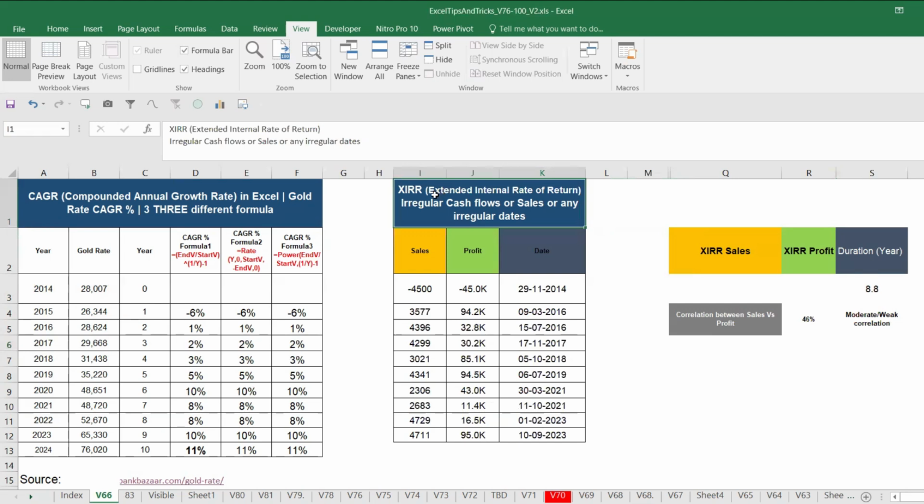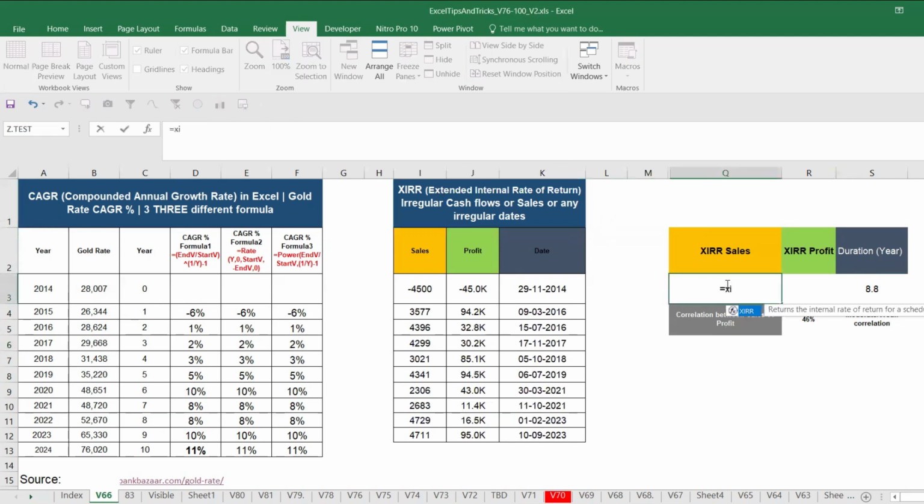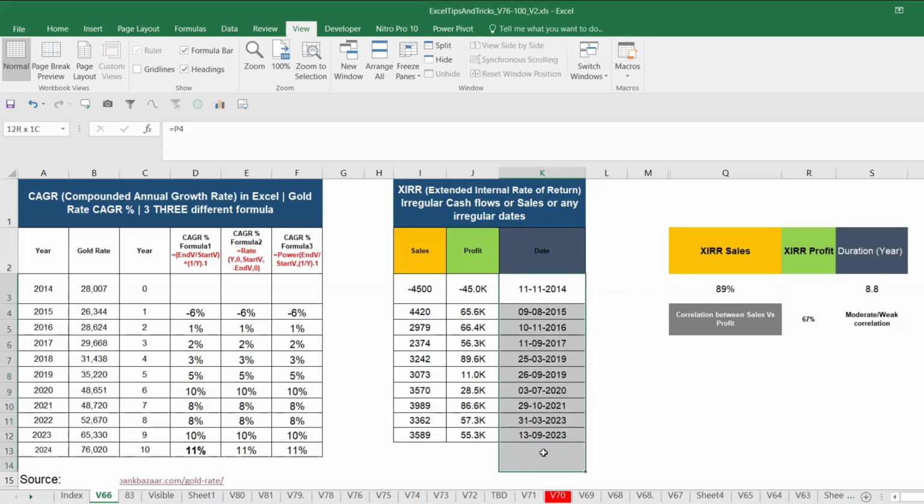But more important, we're going to learn XIRR. The XIRR formula is straightforward. XIRR values, this is our values. Remember, one value has to be a minus value. So you can give here, comma, dates. This is our dates. 89 percentage. So that means for sales, XIRR is 89 percentage. Why did we go for XIRR? Because we have irregular dates.